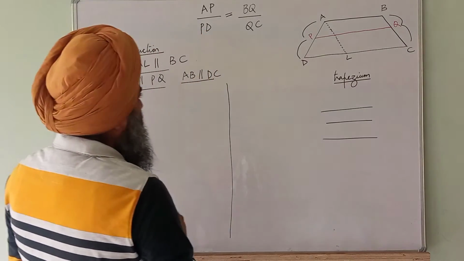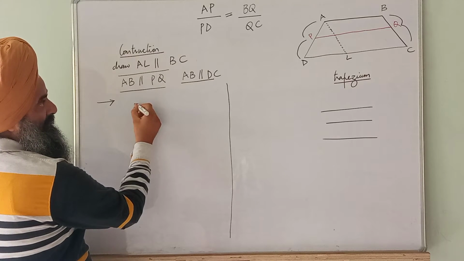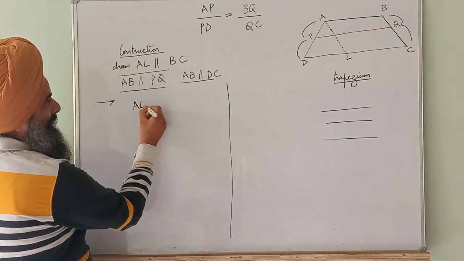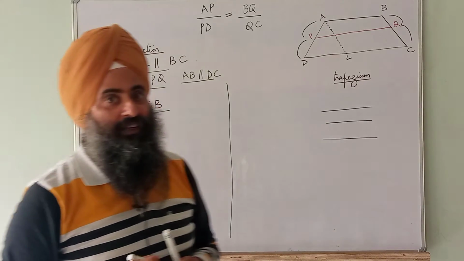Now, can anyone tell me what is the shape of this polygon ALCB? What is this polygon? Can anyone tell me?